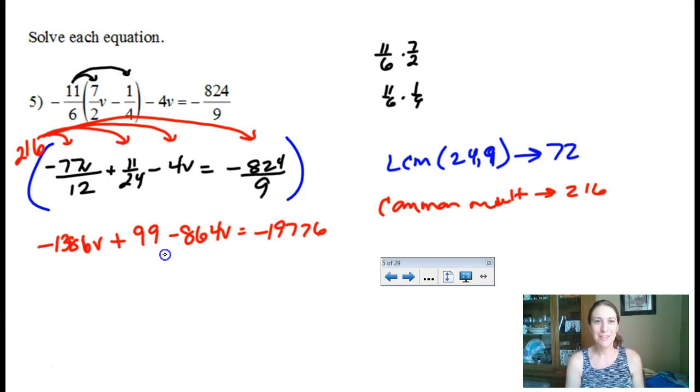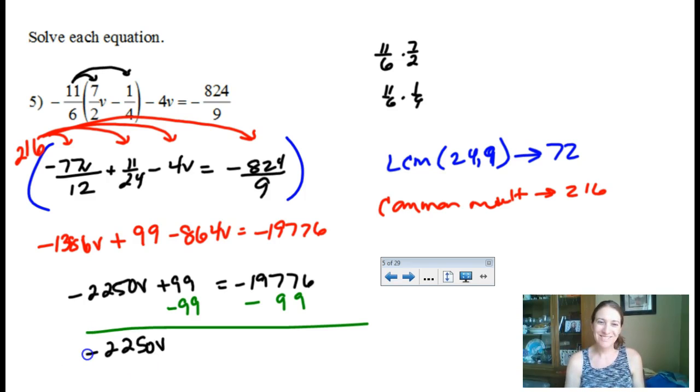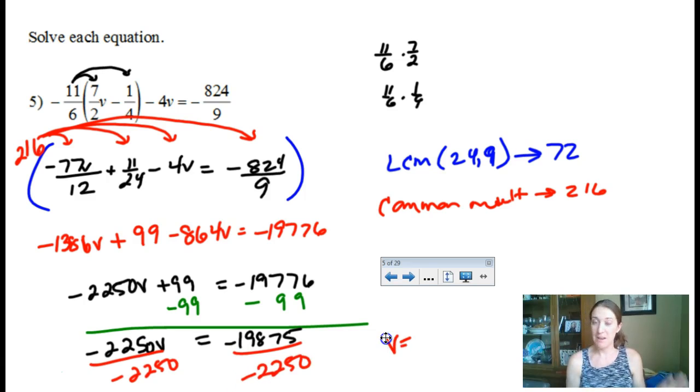All right, so we're going to combine our like terms here on the left-hand side. Gives me a negative 2250v. I still have a plus 99 equals negative 19776. And now I solve. So this is a really gross problem. But, you know, we're in pre-calc and we can handle this. So negative 19875 divided by negative 2250. Man, really need to work on my handwriting, don't I? And then after a little calculator magic, math enter, bringing it back to an improper fraction, 53 over 6.